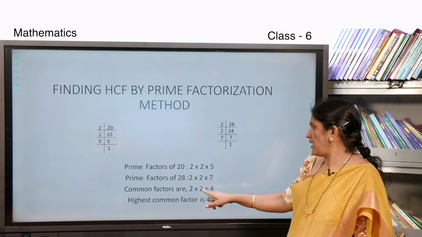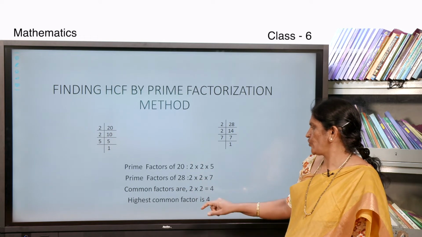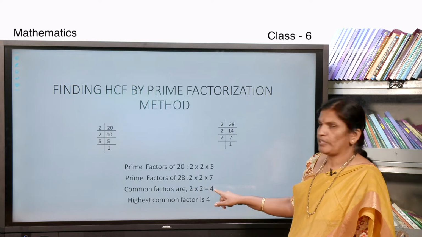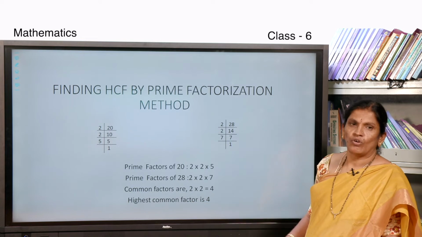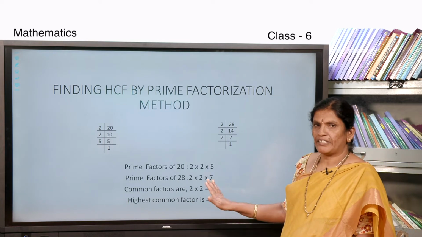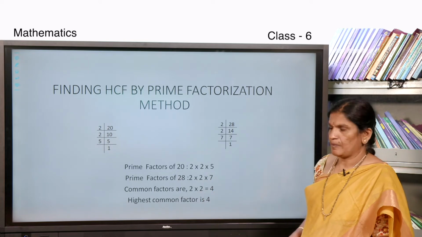Common factors are here also 2, here also 2. So, 2 into 2 is 4. So, highest common factor is 4. This is the method of finding HCF using prime factorization method.